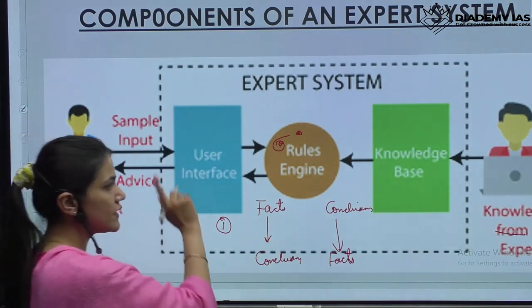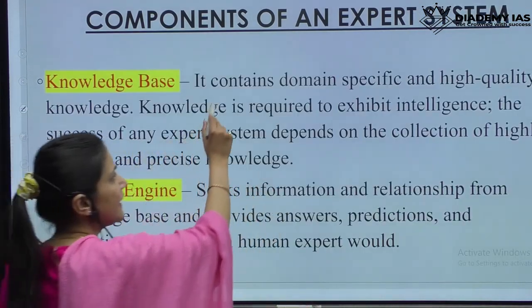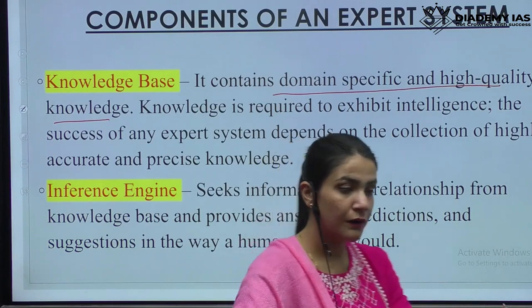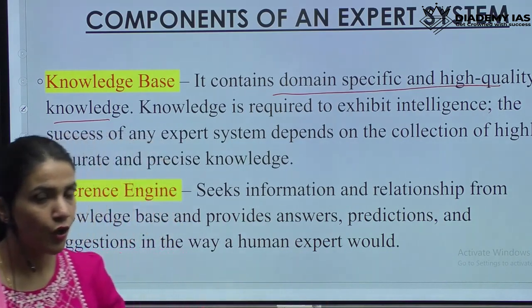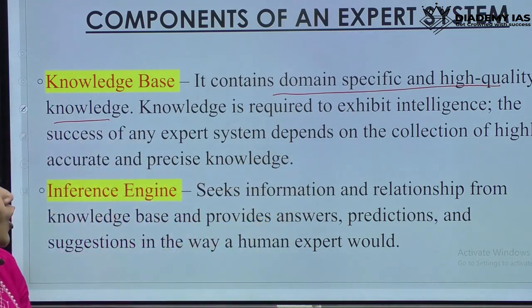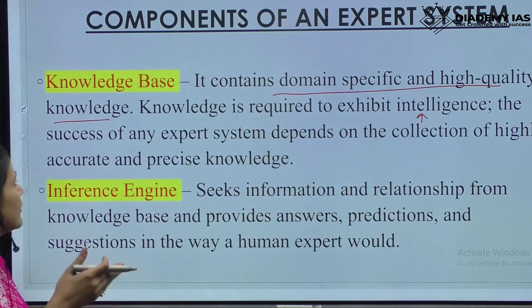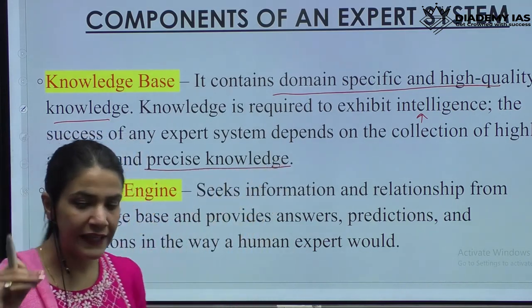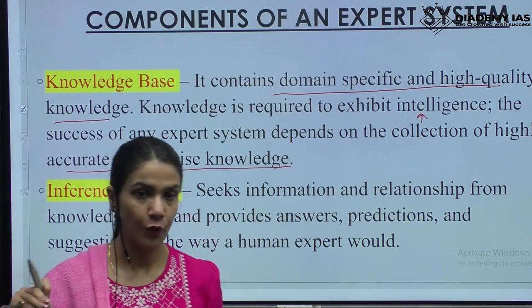So in accordance with this diagram, students, let me first explain what a knowledge base is. A knowledge base contains domain-specific and high quality knowledge. Like I told you, it comes from the expert, the person who is very knowledgeable in the domain for which the complex system is created, right? Knowledge is required to exhibit intelligence. According to analysis of intelligence, the success of any expert system depends upon accurate and precise knowledge. The more detail and the more perfection in knowledge, the more perfection in the expert system's entire functioning. Always remember that, right?